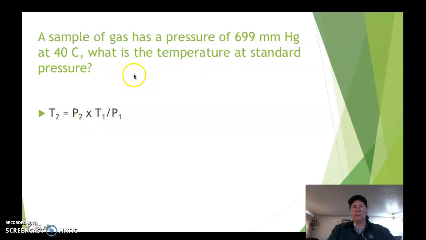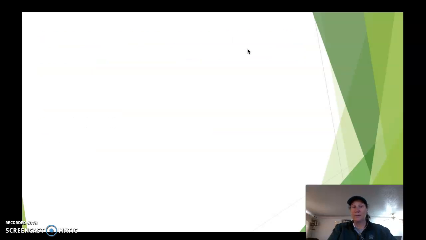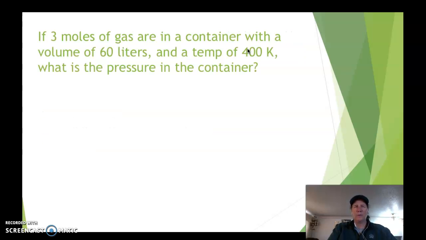Take the second pressure, which would be 760, times the first temperature, change that to Kelvin. So what would that be? 313. And then divide by the first pressure, 699. Okay, so 760 times 313 divided by 699, and there you have your answer. Okay, and again, remember, you got to change all the temperatures to Kelvin. All you have to do is add 273 to them, and then just find your formula and plug in the numbers. Okay, here's another one. We got moles of gas, we've got volume, we've got temperature. What's the pressure?